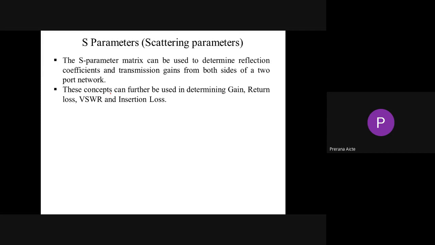Either voltage gain or current gain or power gain. Once we know the voltage and currents, then we have to calculate the power gains. Then what is the return loss?